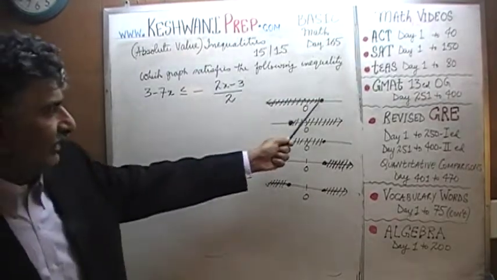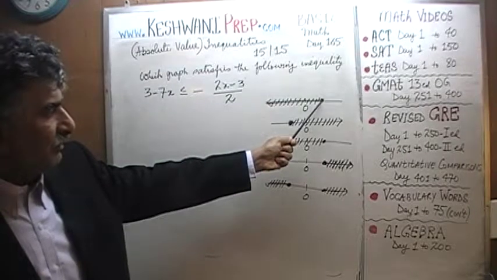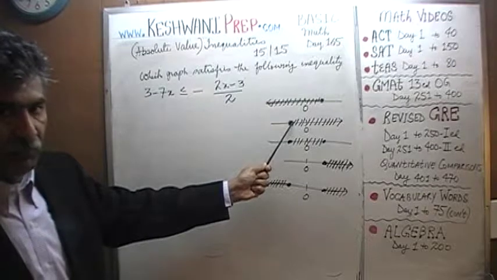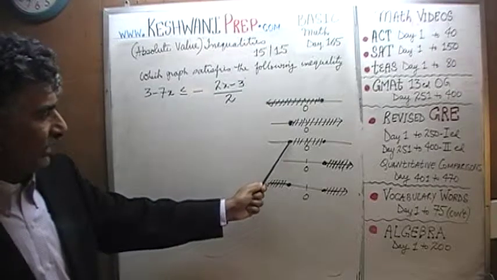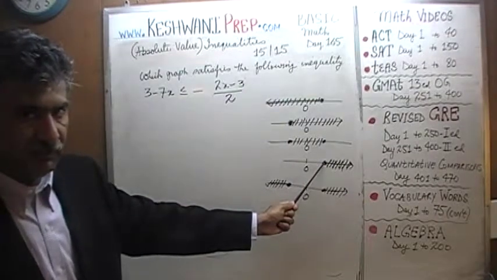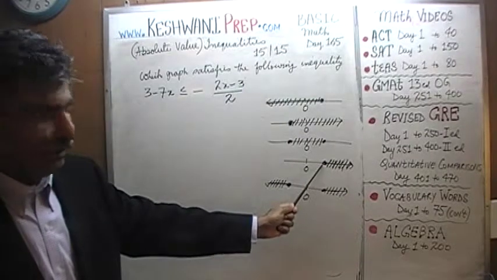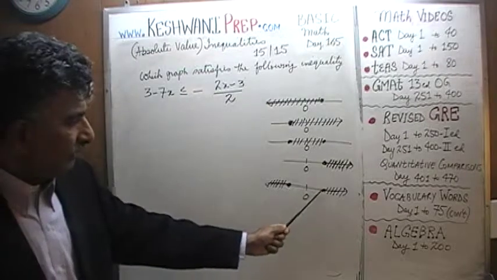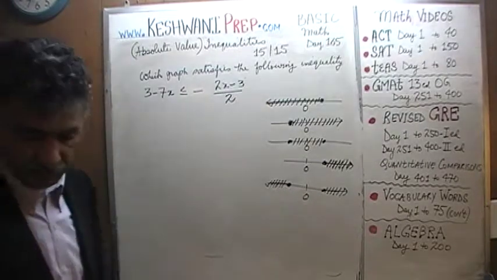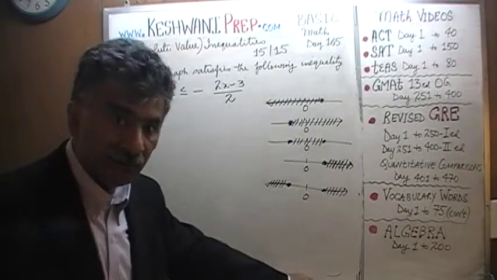The first one says that x has to be less than some positive number. Second one says that x has to be something more than some negative number. This one says x has to be between some negative number and positive number. This one says that x has to be some value greater than some positive value. And this says x is either greater than some positive value or less than some negative value. Let's see which one of these five works out to be the case.